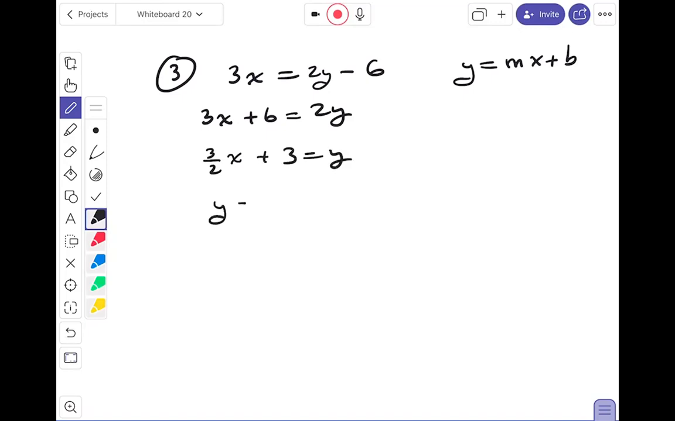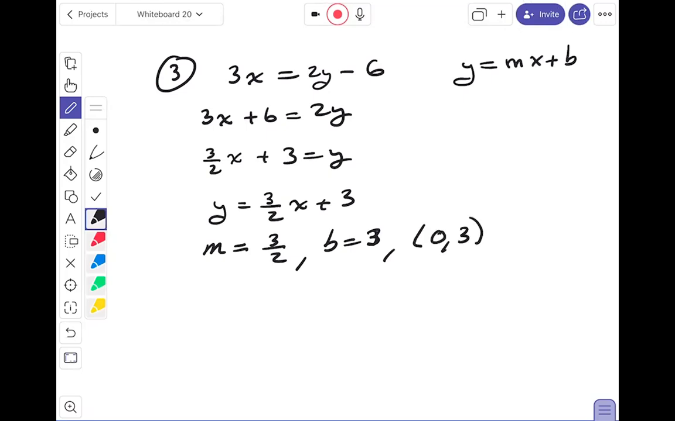So what is going to be? Y equals 3 halves of an x plus 3. By looking at this, I know the m is 3 halves. I know the b is 3. And I know the y-intercept, 0, 3. What I don't know by looking at this is the x-intercept.